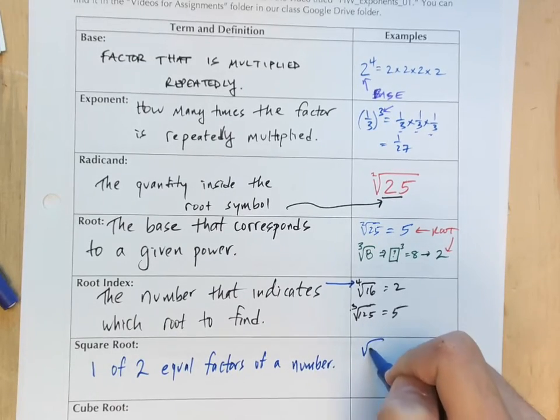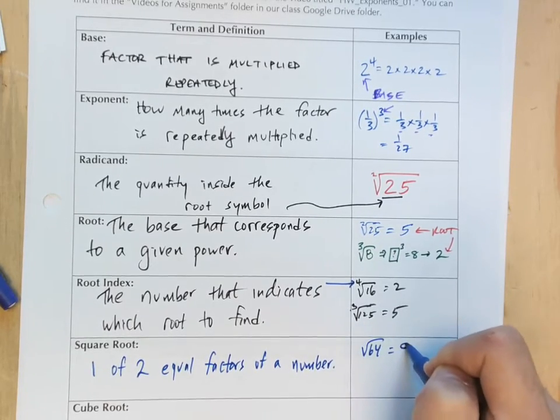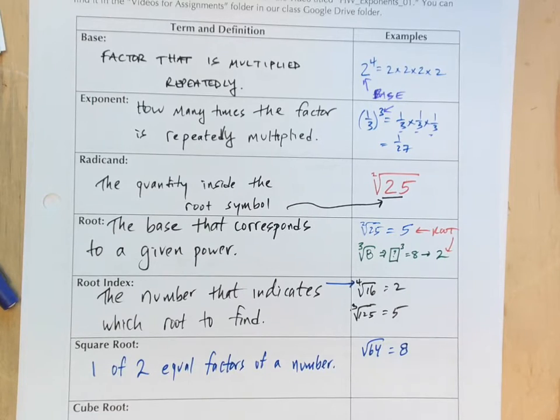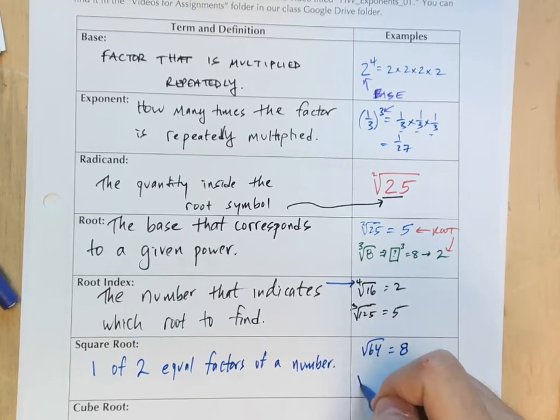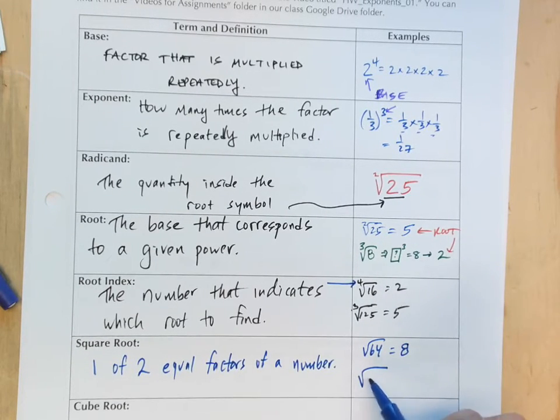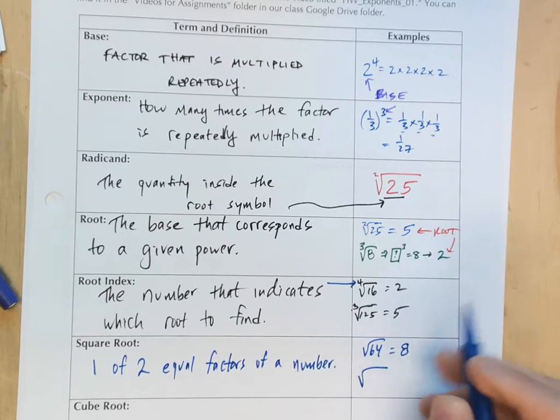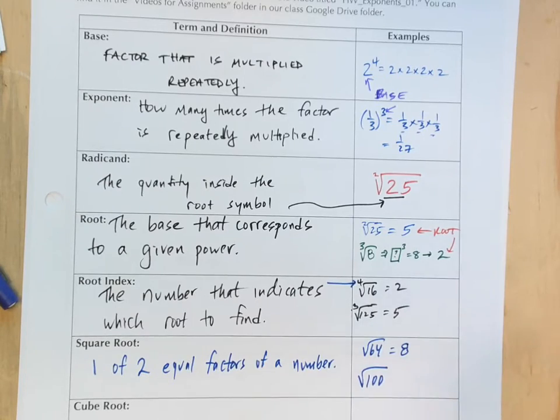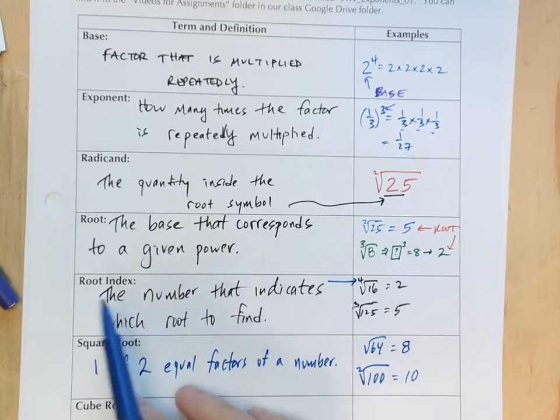So we could say the square root of 64 is 8, because 8 squared is 64. When there's a radical symbol, or a root symbol, excuse me, and there's no number here, it implies it's a 2. So if I have the square root of 100 like this, or a 2 as a root index, the answer is 10. When there's no root index, we assume it's 2.